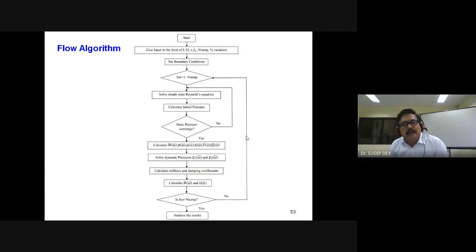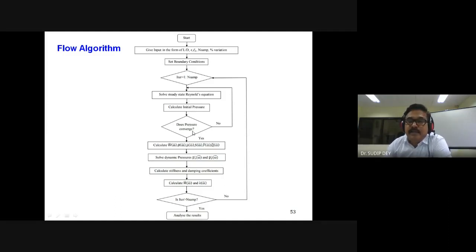And this is the flow algorithm wherein we first initialize the inputs. Inputs for the bearing are the L by D ratio, the epsilon, then nsam, all these parameters. We consider them subjected to a certain percentage of variation, and we set the boundary condition. Then we iterate with n number of samples, and this nsam is nothing but 10,000 for Monte Carlo simulation. So 10,000 samples we can generate, and accordingly, by solving the steady state Reynolds equation, we can calculate the initial pressure.